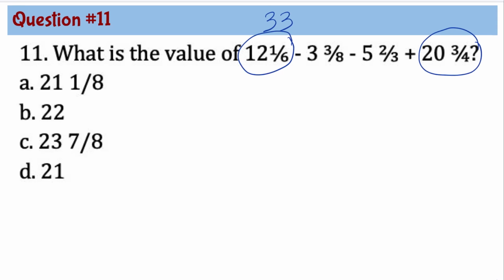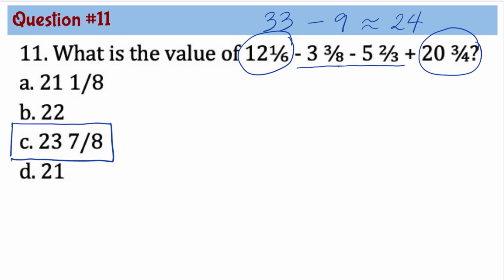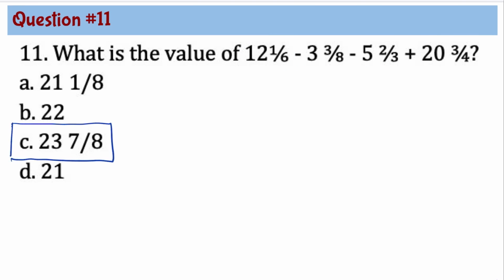Now if we combine the two negatives, negative 3 and 3/8 and negative 5 and 2/3, that will be approximately negative 9. So that means we're expecting that the answer is approximately 24. So I'm almost 99% sure that the answer here is 23 and 7/8. Now let's simplify this expression using the concepts of least common denominator, or the LCD.